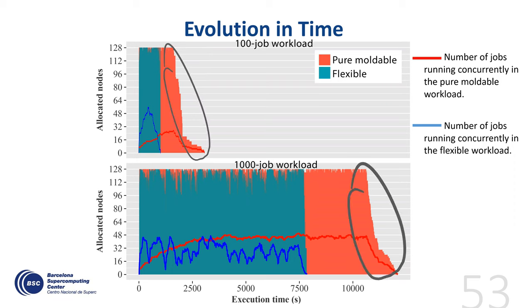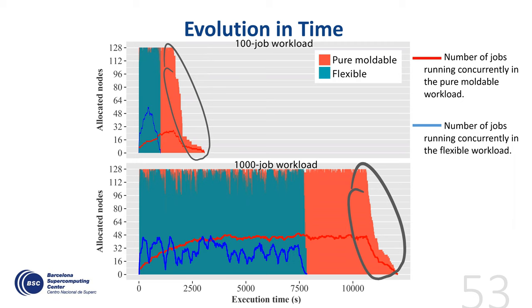So here we have the difference in the pure moldable: since jobs cannot be resized during the execution, they are likely to be initiated with fewer resources. Initially, when the cluster is empty, jobs are launched with the maximum performance configuration, but when resources are running low, the scheduler has no other option than initiating them with fewer resources. And it's what happened here. With fewer resources, usually performance is lower.